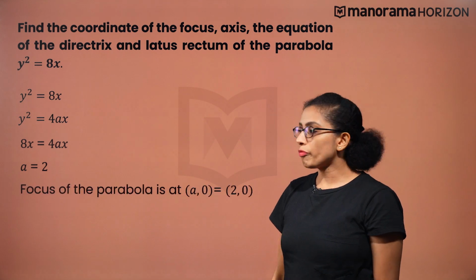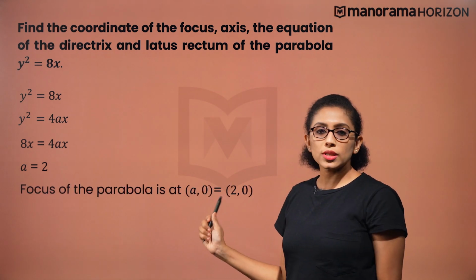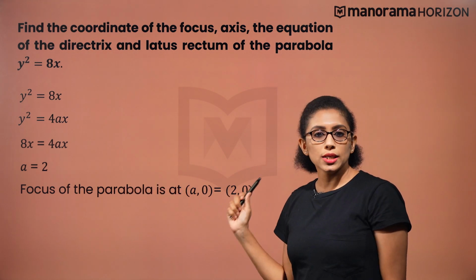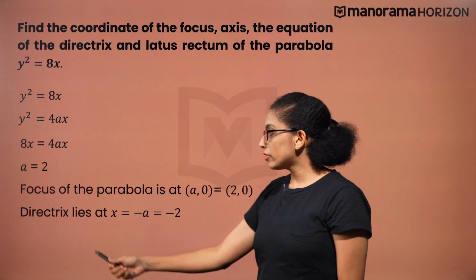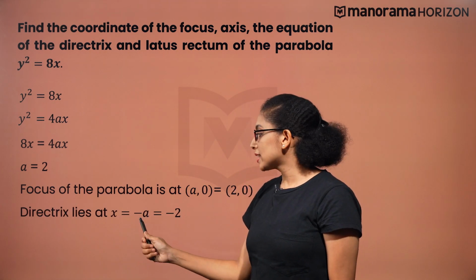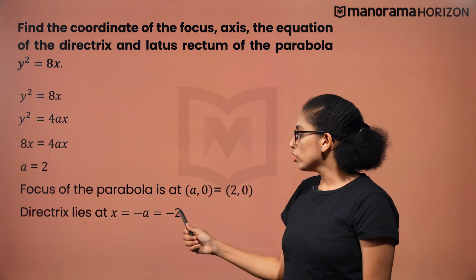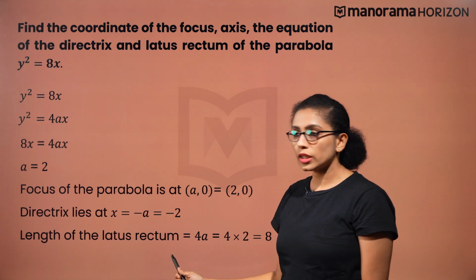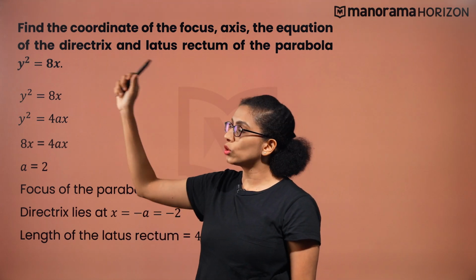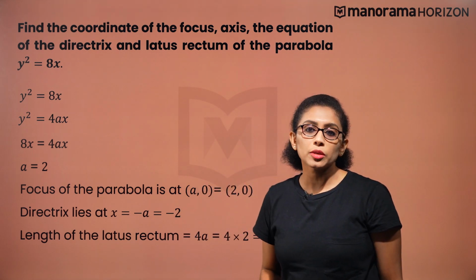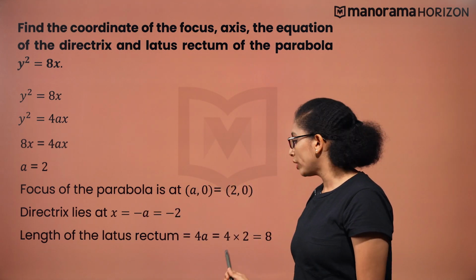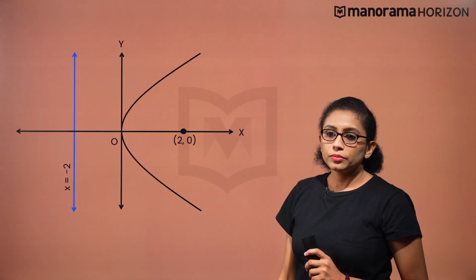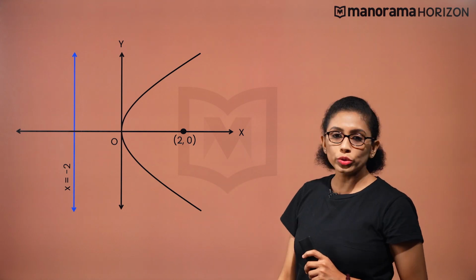Now, the focus of the parabola is at (a, 0). This is standard. So, substituting the value here, we get the focus at (2, 0). Now, what about the directrix? The directrix lies at x = -a. So, therefore, this is equal to -2. Now, what about the length of the latus rectum? For a standard parabola y² = 4ax, the length of the latus rectum is equal to 4a. Substituting the value, we get the length of the latus rectum as 8. And this is a figure corresponding to the problem.